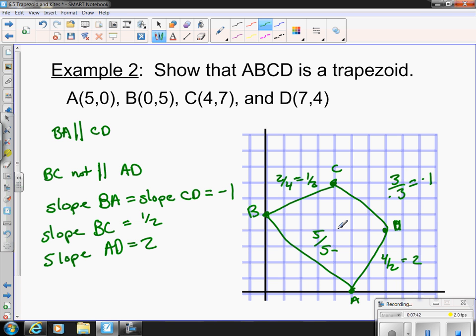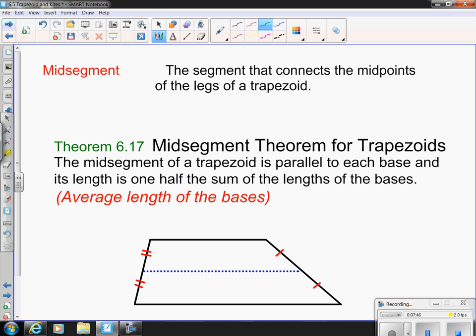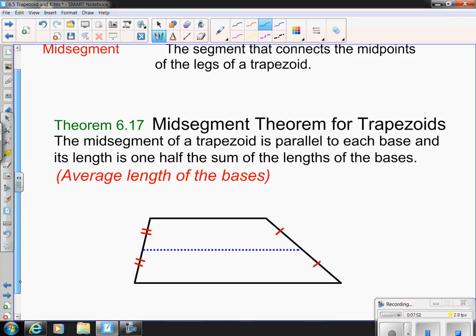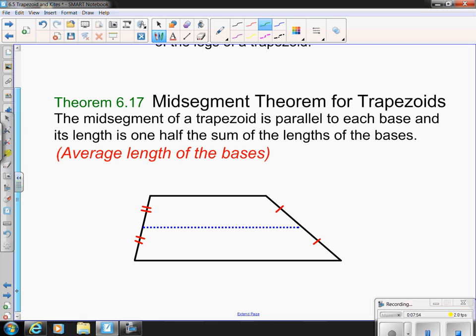And so we have one set of sides parallel, so it is a trapezoid. The mid-segment theorem for trapezoids. First, we got to understand what a mid-segment is. It's very similar to a mid-segment for triangles. Okay, we find the midpoint. Remember, the midpoint divides it into two congruent pieces, and we connect the two midpoints.